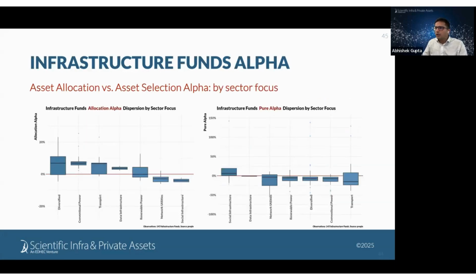By sector focus, we see that asset allocation again drives the majority of the alpha, but especially in certain sectors like utilities and social infrastructure, the funds which focused on these two strategies actually had negative alpha by overloading on these two sectors. On the pure alpha basis, on average, it's very low across sectors, but there are opportunities and there are outliers where funds can generate quite high pure alpha by selecting really good deals at times.